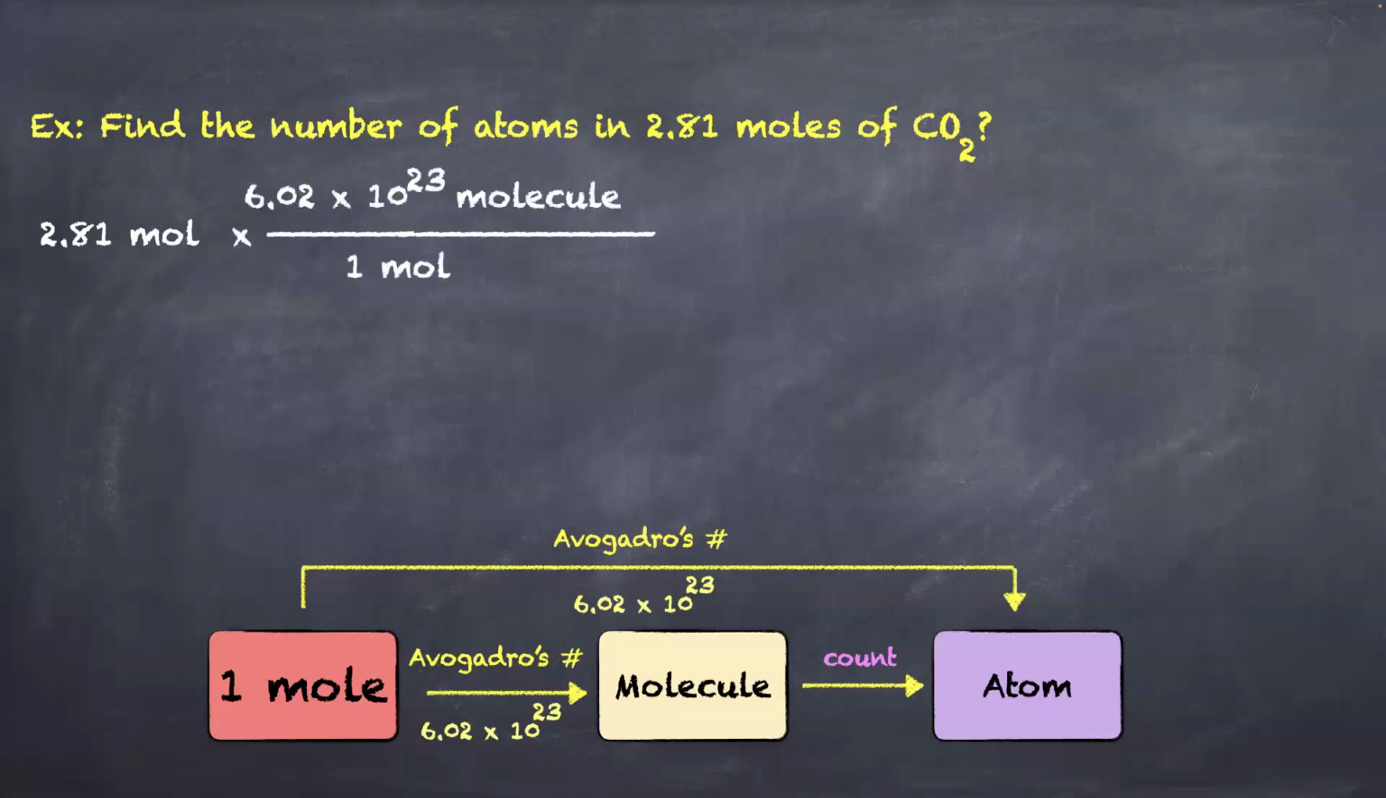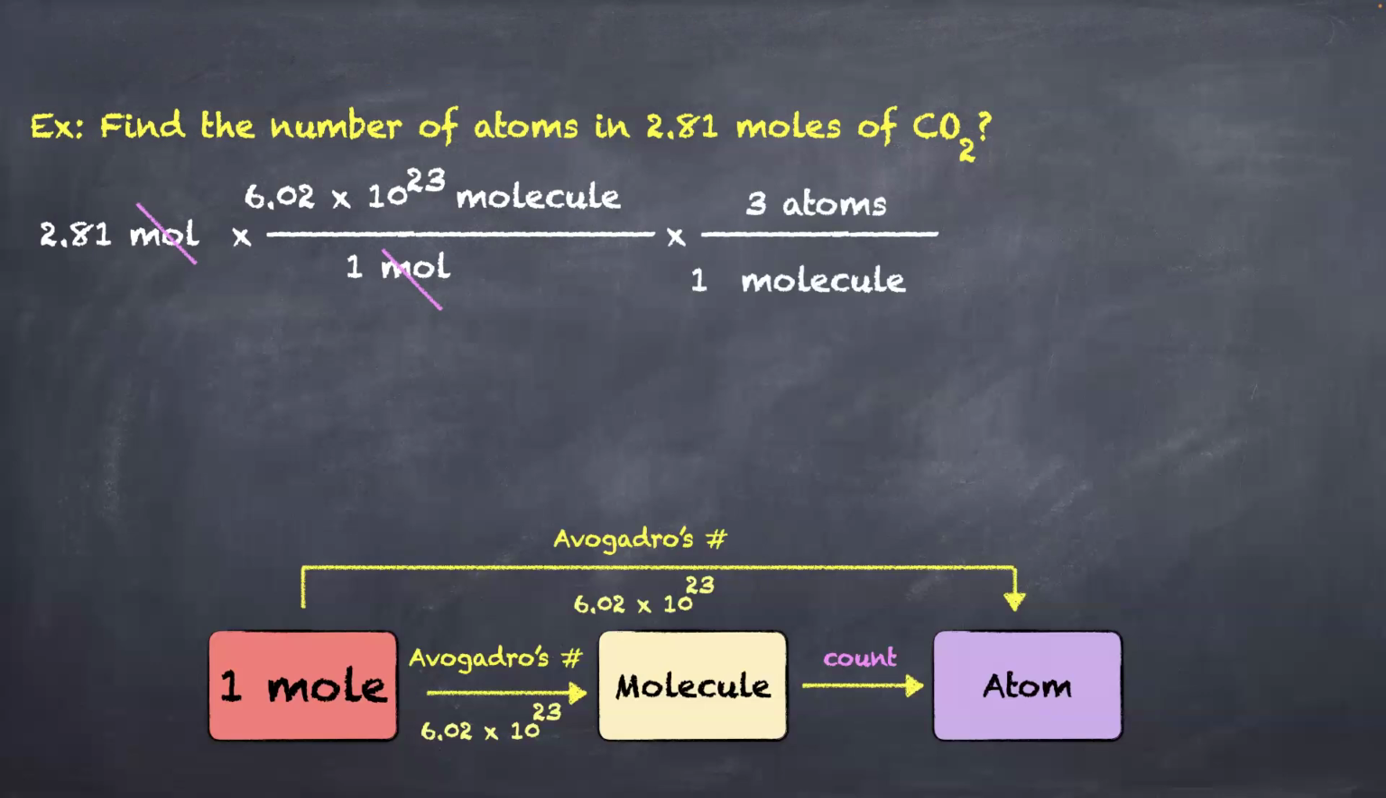So we start with the number of moles given to us, and then next step is to cancel mole and convert to molecules. And then we know for every 1 mole, there's that many molecules. So moles can cancel out. And now we know how many molecules of CO2 we have. So next step is to cancel the molecules and find the number of atoms in there.